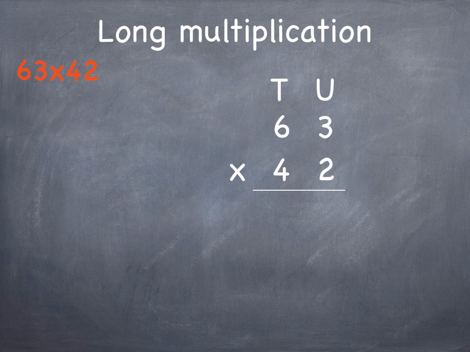The ones on the right, the 3 and the 2, are the units. The other two figures, the 6 and the 4, refer to the number of tens. So really, the 6 is a 60 and the 4 is a 40.